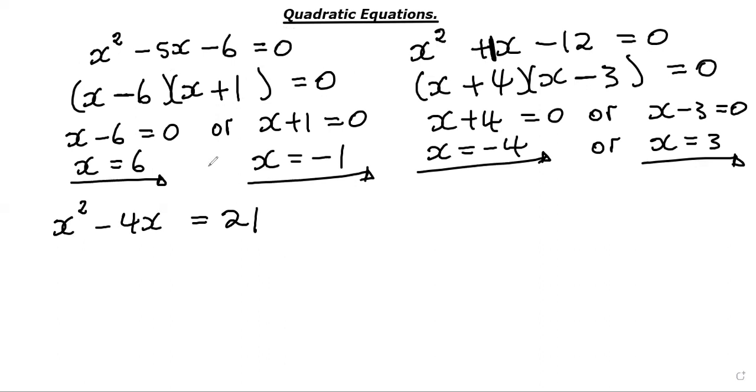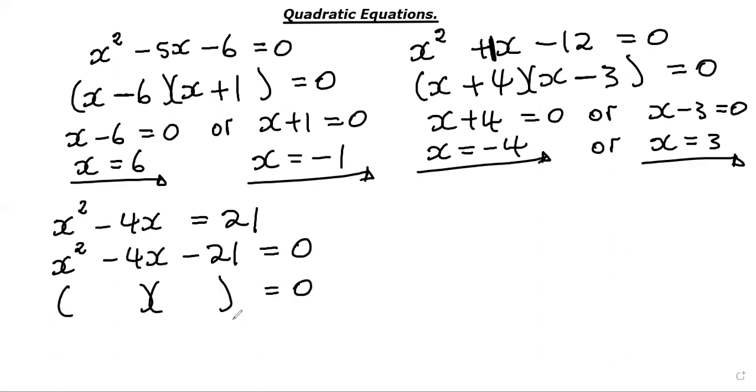So it means we take 21 to the left. So then we get x squared minus 4x minus 21. And this is equal to 0. Then from this point, we have to factorize this. So we say factors of x squared. Once again, it's x and x. And then we say what are factors of 21 such that if we add or subtract, we get 4.